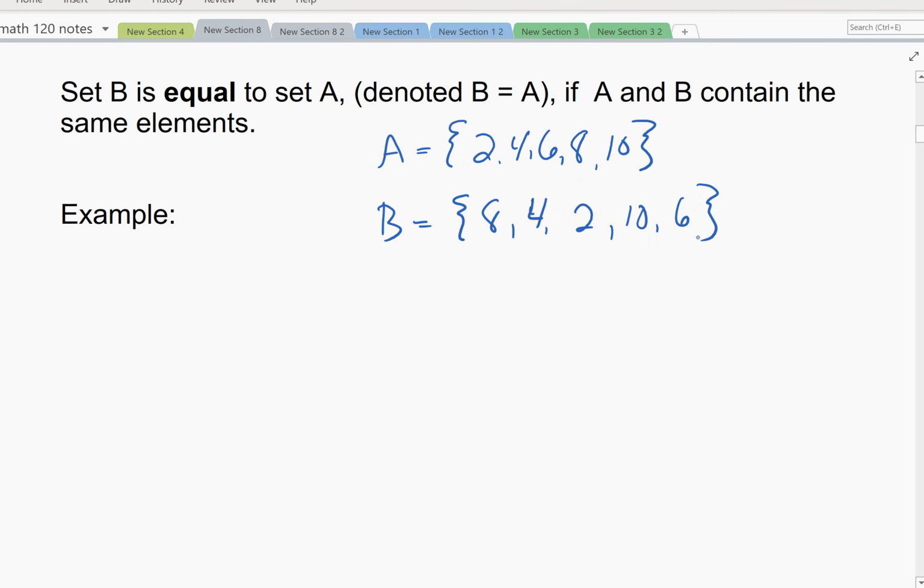In order for my set A to be equal to my set B, they have to contain the same elements. Now, B is written in a slightly different order, but it doesn't matter as long as they have the same elements. It's got 2, 4, 6, 8, and 10. And so B is equal to A. They're equivalent as long as they contain the same elements, whether they're reordered or not.